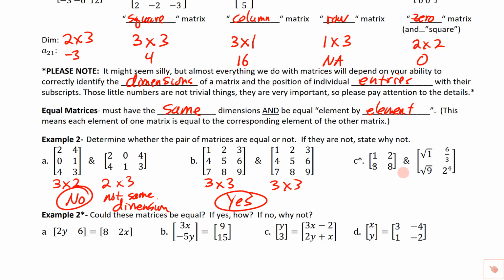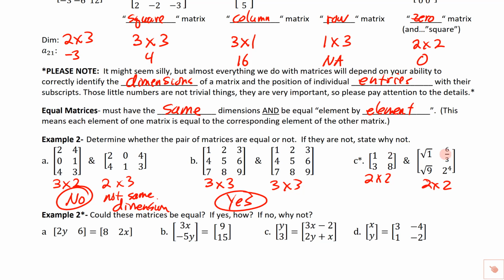Now if we take a look at this one right here, it's got an asterisk, so we want to be careful here. Let's notice that this has 2 rows and 2 columns, so this is a 2 by 2. This looks kind of ugly, but this still has 2 rows and 2 columns. So let's go through and check. Now this is a 1, and we're saying that that's got to be equal to the square root of 1. Well, it is equal to the square root of 1, so we've got that element taken care of.